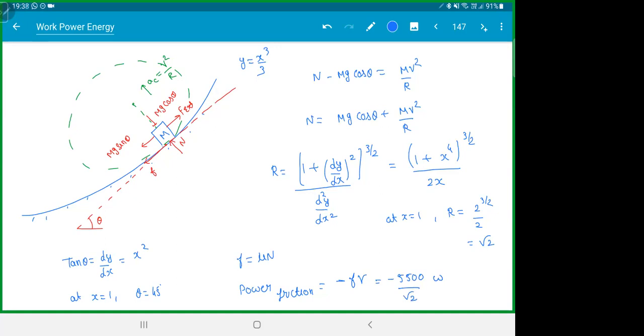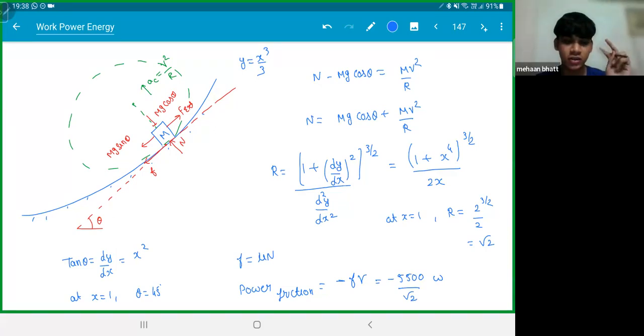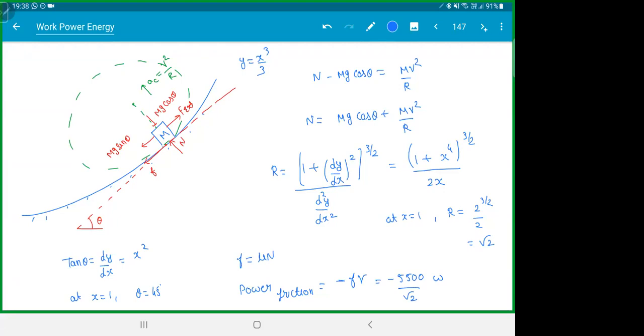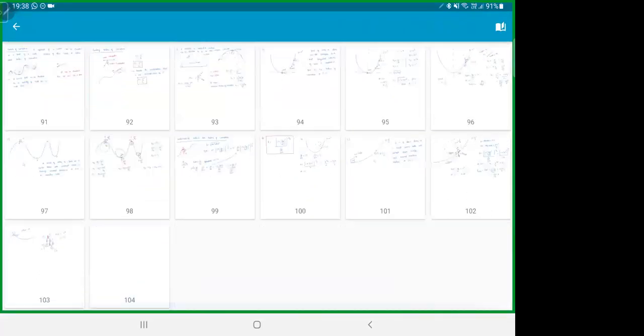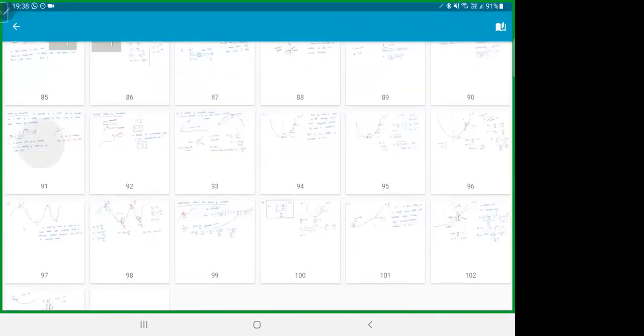Check it out. You guys forgot radius of curvature, no? In this, how do we know that it is going in a circular motion? Where is it going in a circle? It is going on a curve. When you're going on a curve, every point can be treated as a part of a circle. That's what happens when you don't revise notes. We had a full section on this thing.